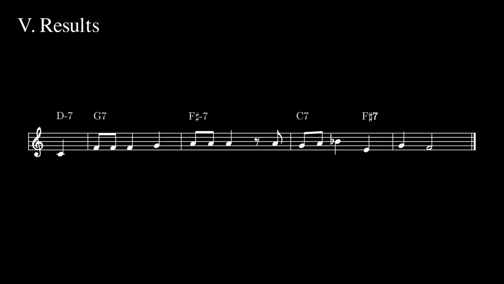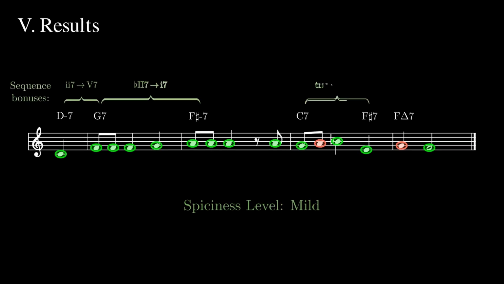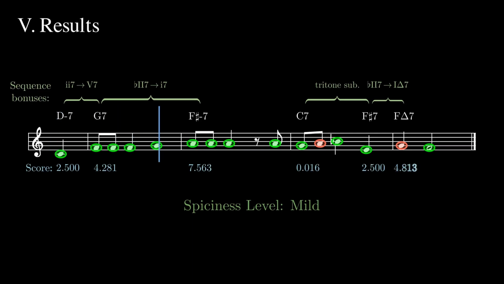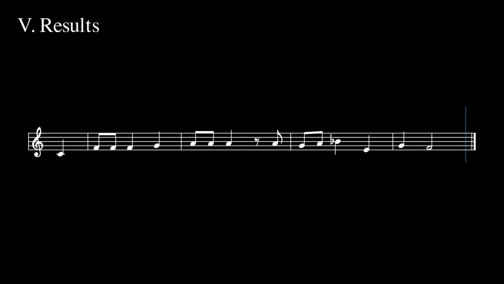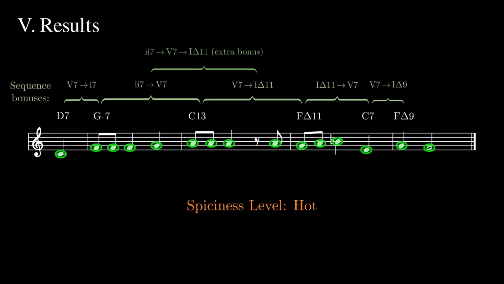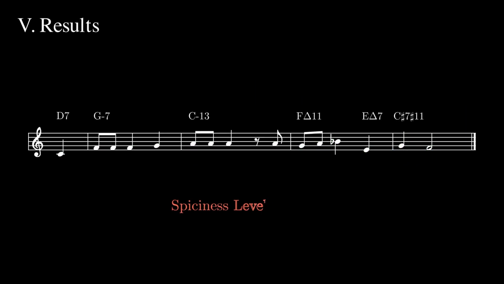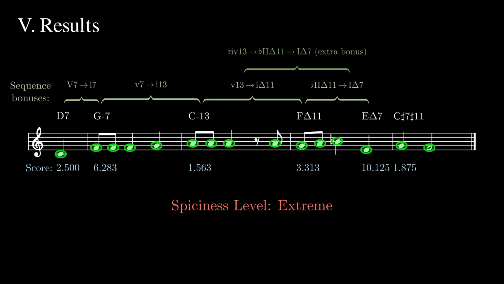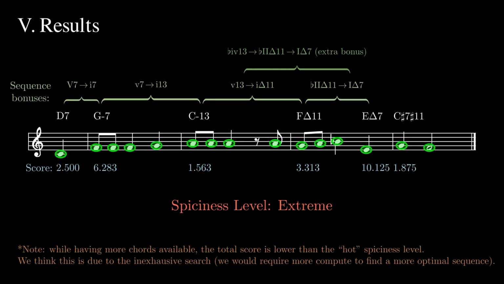For the mild level, only simple chords were used, and we can see that the algorithm hits many of the correct notes, as well as some sequence bonuses. For the hot spiciness level, more complex chords were added to the action space, and this allowed the chord progression to contain all the notes in the melody while retaining the sequence bonuses. For the extreme spiciness level, we removed the restrictions on what chords were available, which resulted in this hella hip result.